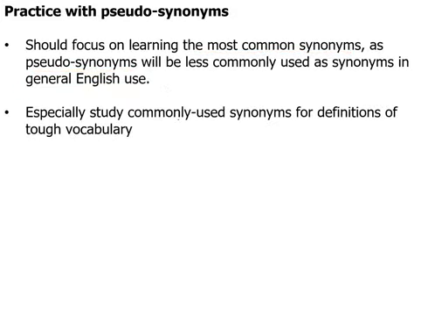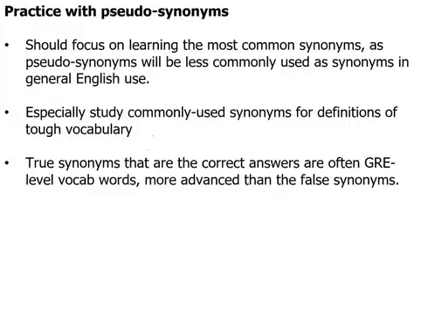And you want to especially study common synonyms for tougher vocabulary, for that GRE level vocabulary, because those synonyms will be more likely to be true synonyms and the right answers. Like I said, you're really looking at GRE level vocab words. Those tend to be the correct answers, while the false synonyms tend to be a little bit easier.